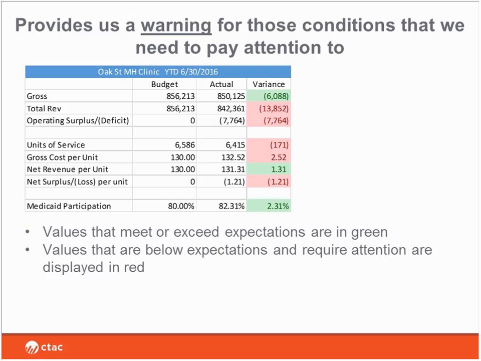And on the revenue, I was expecting 856, but I only brought in 842. So I'm under-collecting on the revenue that I expected. I'm under-expending on my expense, which is positive, which then leaves me with an operating deficit. Although I'm spending less, I'm collecting even less. Like I said, I had my CFO hat on when I put this together.